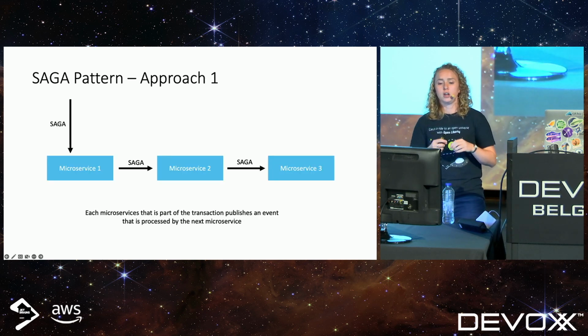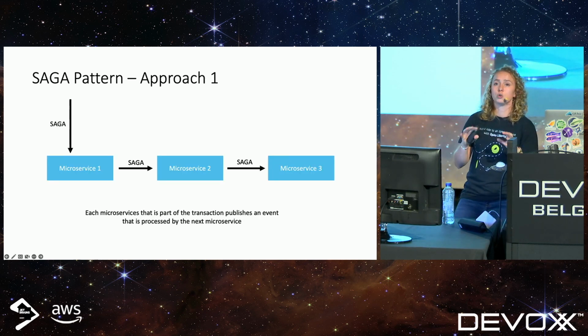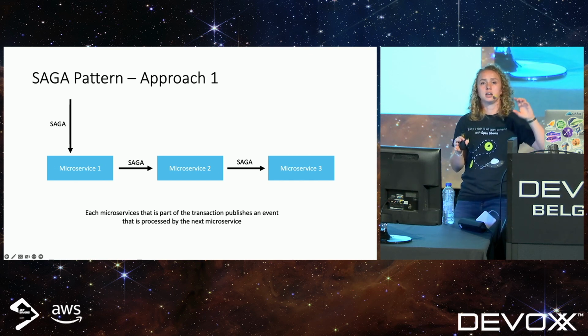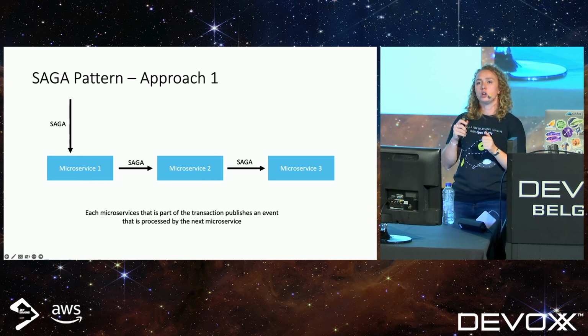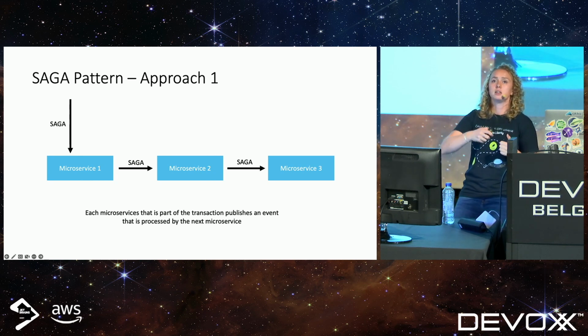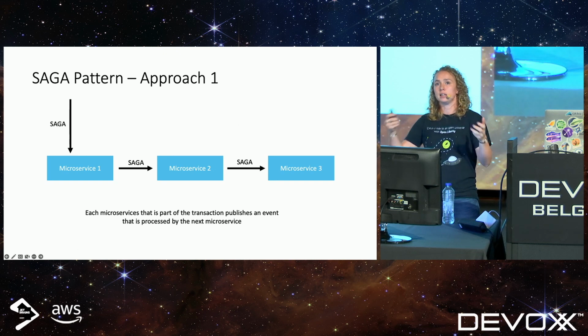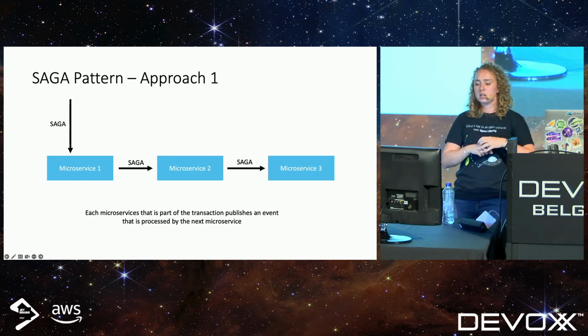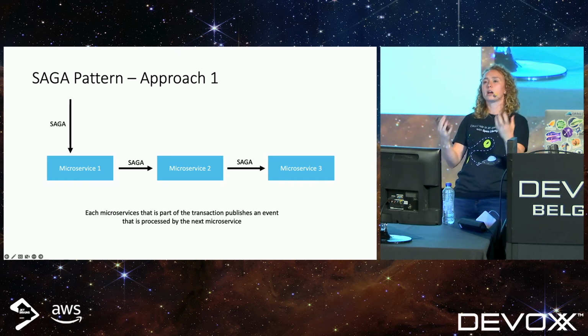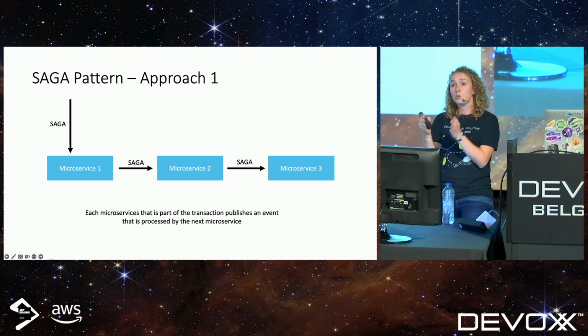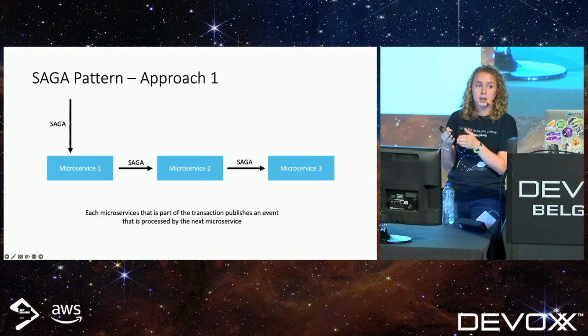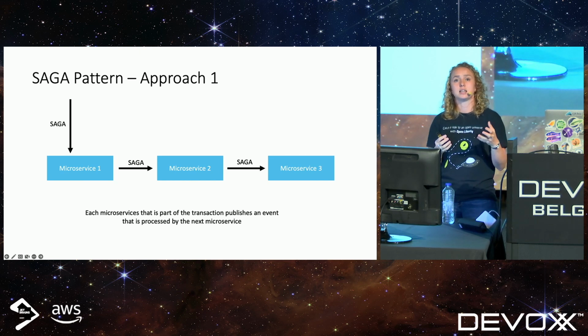So choreography is where we have no central coordinator. Instead, essentially, all of the microservices that are involved in your transaction will produce some form of event that then triggers the next microservice in that transaction. So this is, I would say, more recommended if you have a fewer number of microservices, so you don't have too many, because it can be fairly easy to set up.